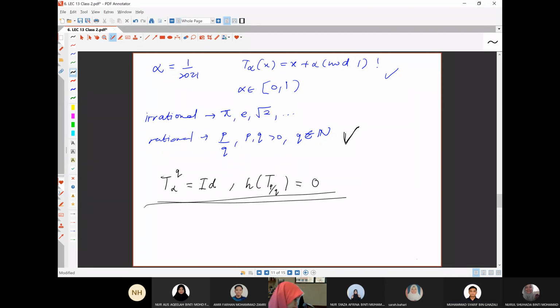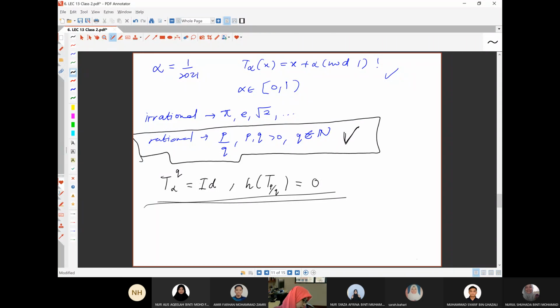If alpha is irrational, it is not periodic, therefore you cannot simply find that your entropy equals 0. You need another way. This periodic case only works for rational numbers.